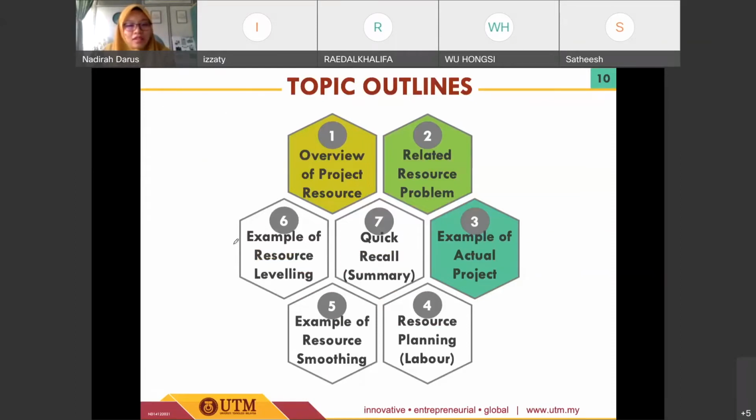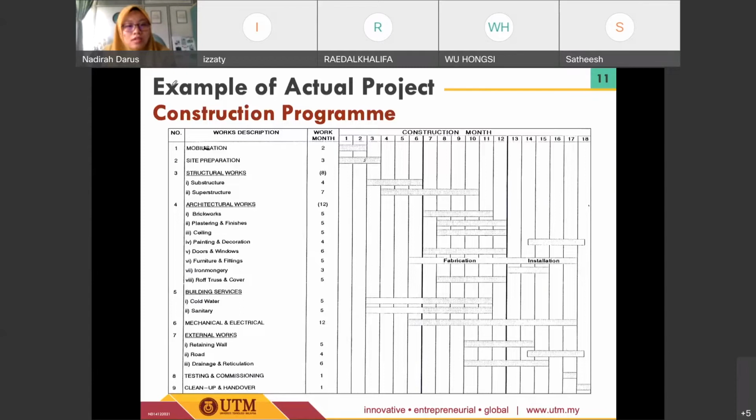All right, so the next one, I'll share with all of you some examples of project scheduling or planning regarding the resource. This is an example of a construction program, or sometimes we call it a work program. This is just a simple program, and I'm sure all of you are already familiar with this kind of bar chart or Gantt chart. Here we have the item number and the works description, and on the right side we have the duration for each of these work activities.